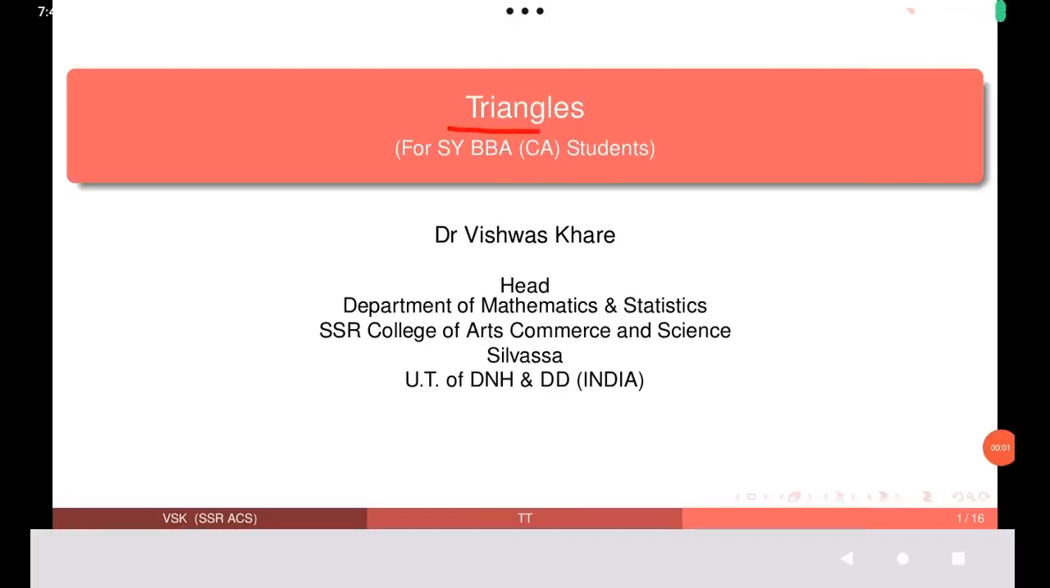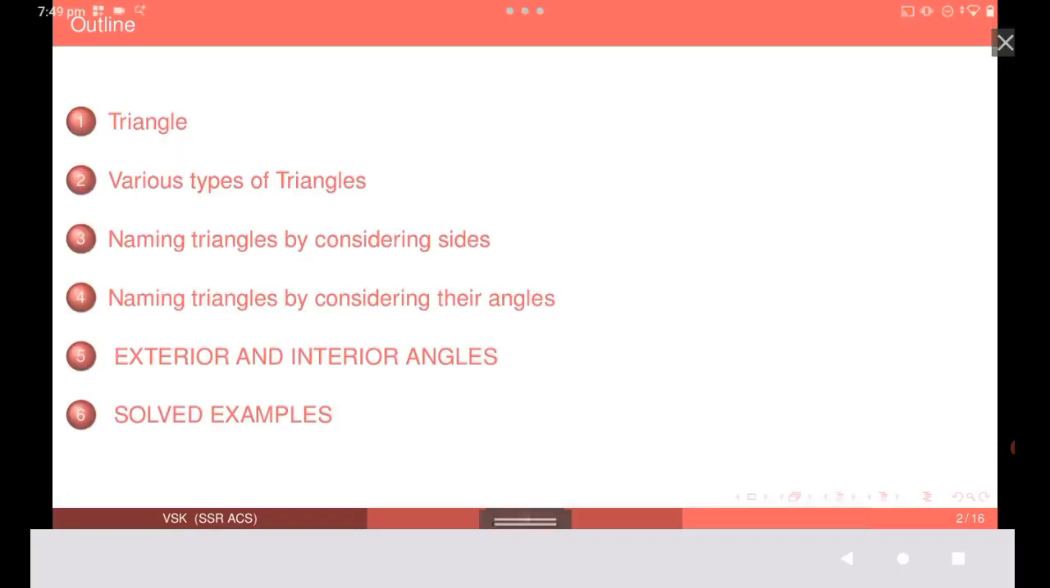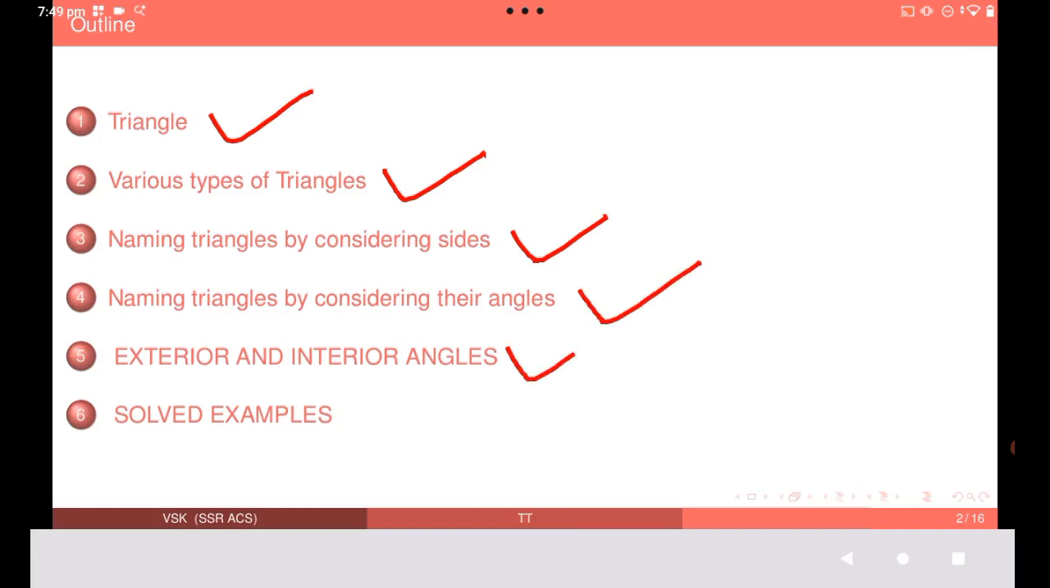The topic of this lecture is triangles. So we'll cover these points in this lecture: triangle, various types of triangles, naming triangles by considering their sides, naming triangles by considering their angles, exterior and interior angles, and solved examples. All these points we are going to cover.